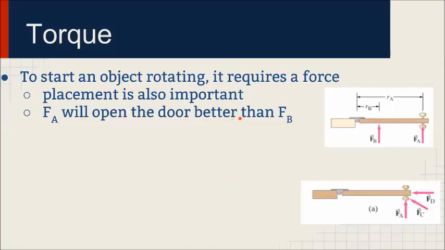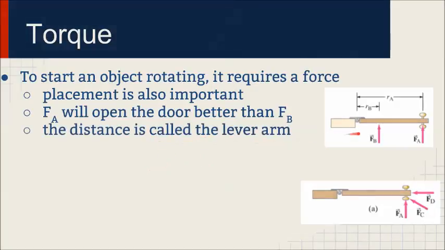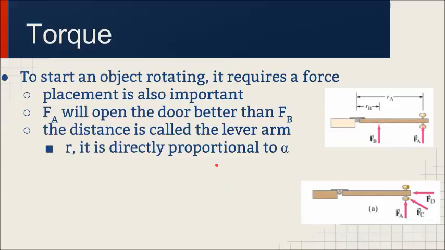I use the word better here, but I'm not sure exactly what that means, but it moves it easier or faster or whatever. But if you move that force inside so it's closer, then it's going to be more difficult to open the door. The distance from the hinge to where the force is applied is called the lever arm, and we designate that with an R because it is the radius of a circle. If this door was free to move all the way around, it would form a circle.